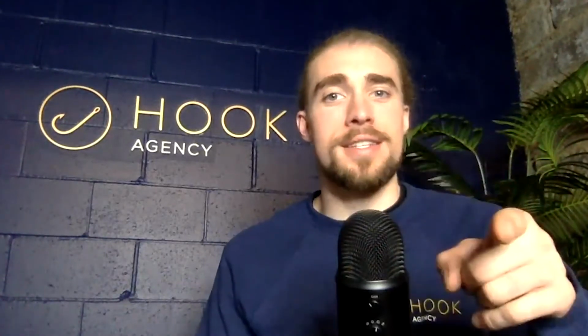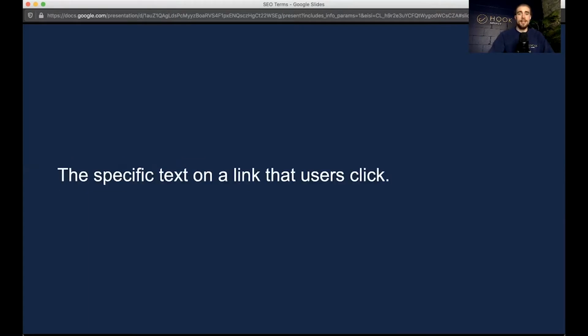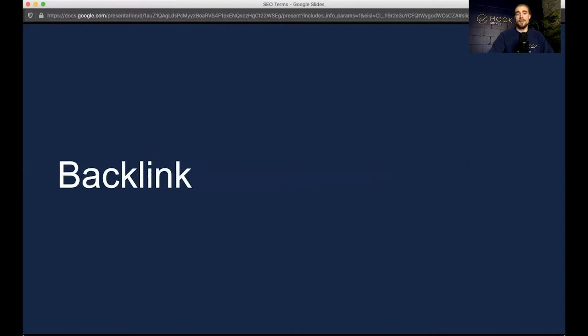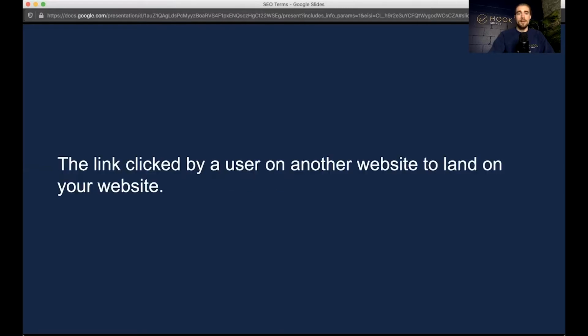And today we're going to be covering the top 25 terms SEOs use when talking about doing SEO. First up is anchor text, which is the specific text on a link that users click. Backlink, a link from one website to your specific website. Referring domain. This is the link clicked by a user on another website to land on your specific website.